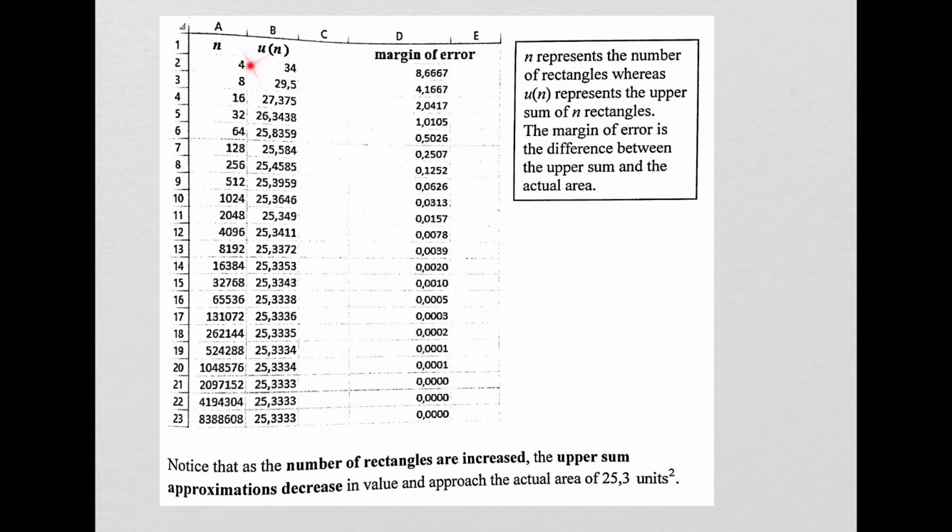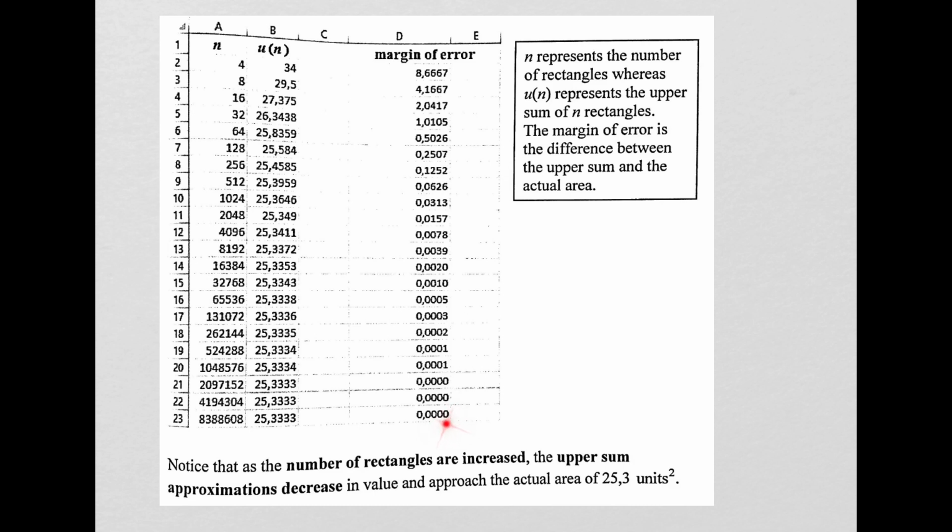So every time, the number of rectangles is doubling, because we're effectively halving each rectangle again. So we end up with 16, 32, 64, and obviously we're not going to work them out any further because it gets too tedious. But you can see that as the rectangles get more, until we eventually get to 8,388,608 rectangles, we end up with the exact area of 25,3333, and the margin of error is 0,0000.